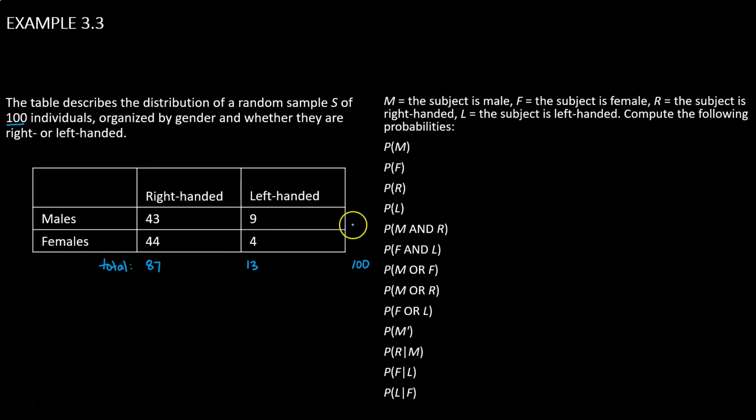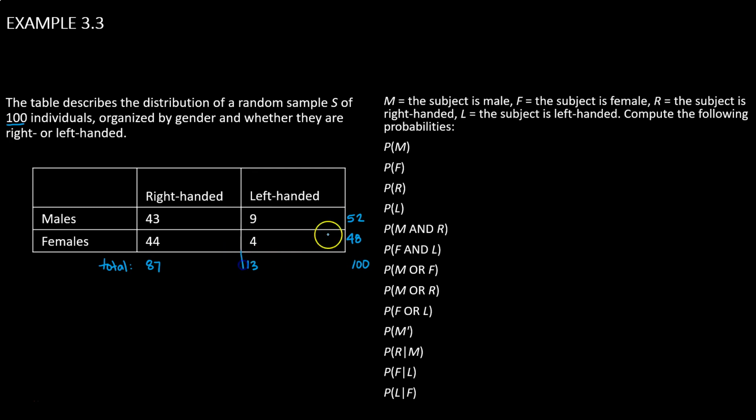We can do the same thing with the other two categories. For those identifying as male, we have 43 and 9. Combining those together, we would have 52. And those identifying as female, we have 44 combined with 4, so that would be 48. And again, if I added together the males and the females in this study, I should get 100 of those who are part of the study.